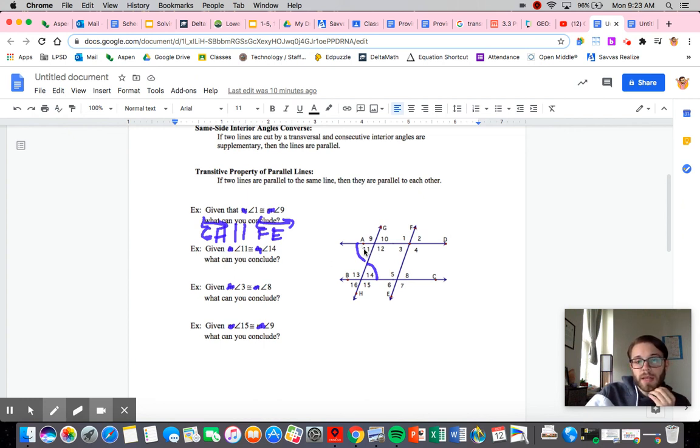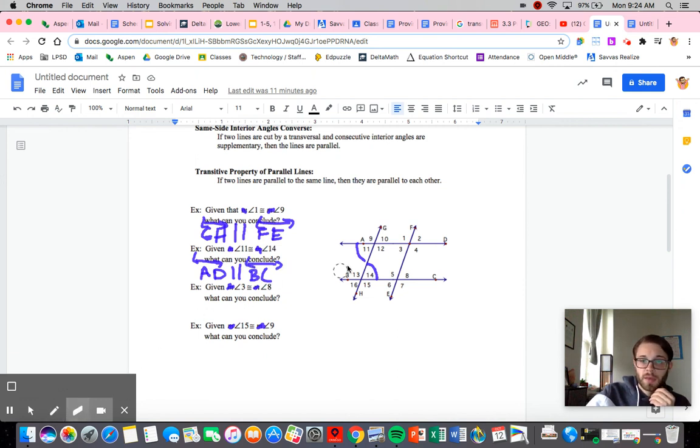So we're told that angle 11 and angle 14 are congruent. And because of that, we know, just based on what we went over, that they are alternate interior angles. Because they are alternate interior angles, we can conclude that line AD is parallel to line BC by the alternate interior angles converse.